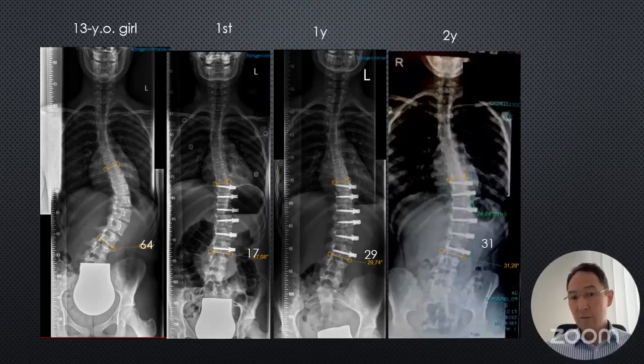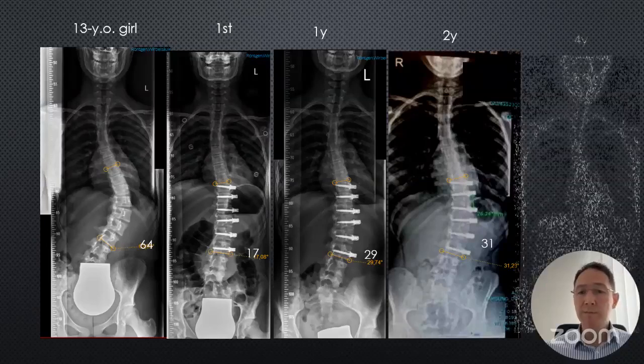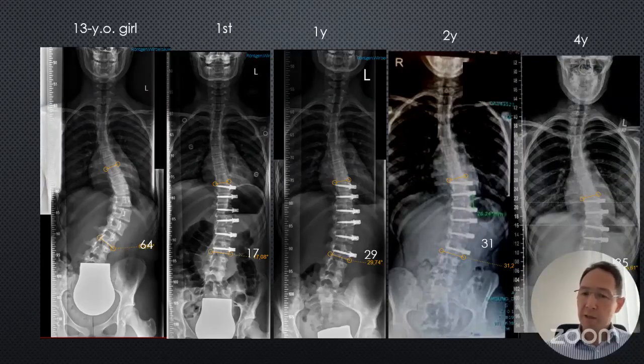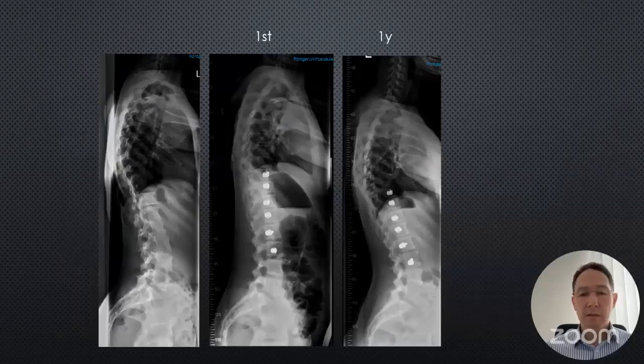At 2 years, she probably had another broken tether higher up, but her curve stayed stable at 31 degrees. And at 4 years, she had another loss of correction, probably more breakages. She's at 35 degrees, so a little bit less than 50% correction. It's probably acceptable, but we would like to have better. I think you agree. We would like to have a better outcome. So this is a sagittal.